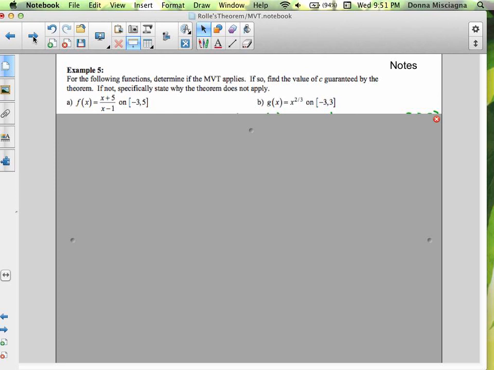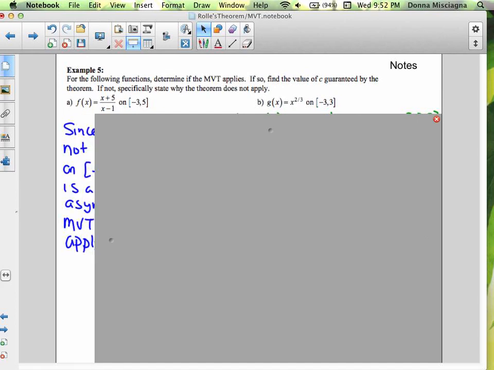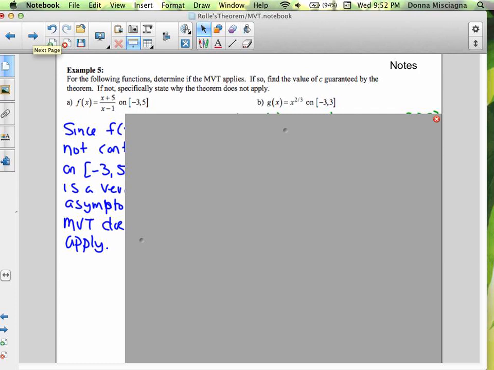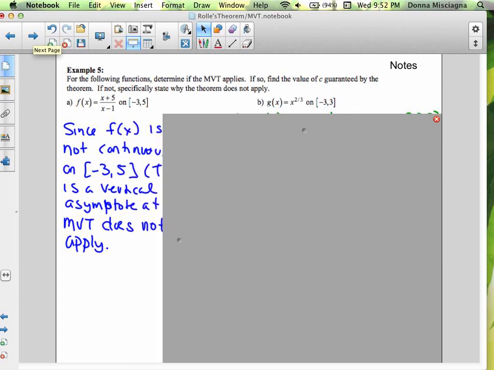For the following functions, determine if mean value theorem applies. If so, find the value of c guaranteed by the theorem. If not, specify why the theorem does not apply. Let's take a look at the first one. f of x equals x plus 5 divided by x minus 1 on negative 3, 5. Do you see what's wrong with this one? Well, if not, here it is. What can x equal? Can't equal 1.